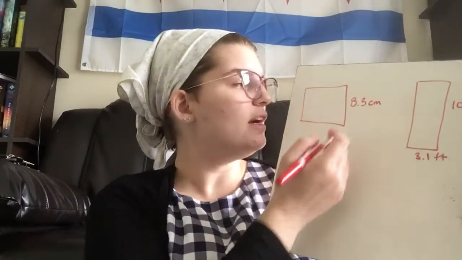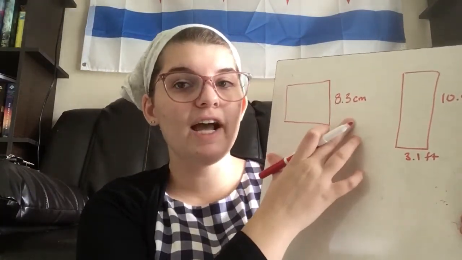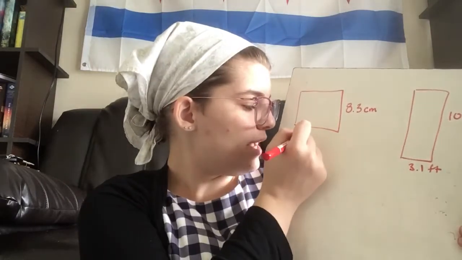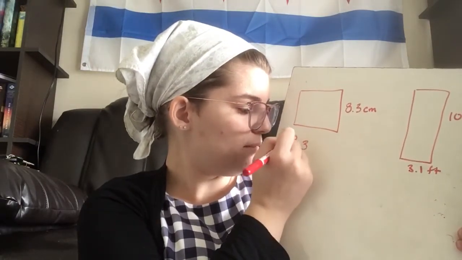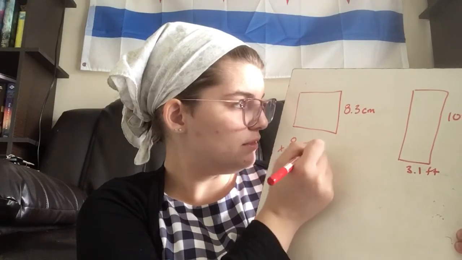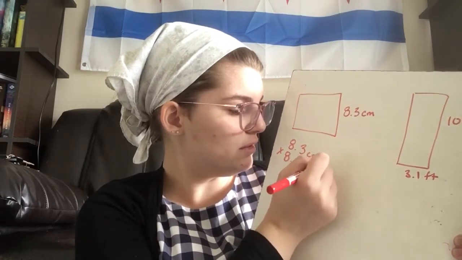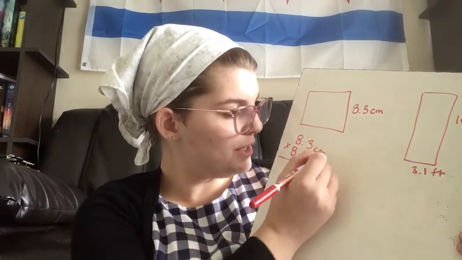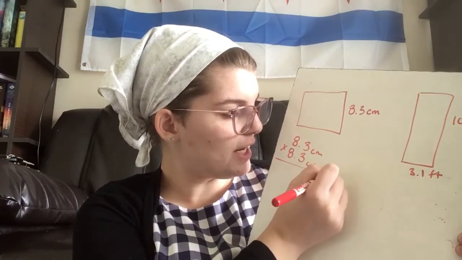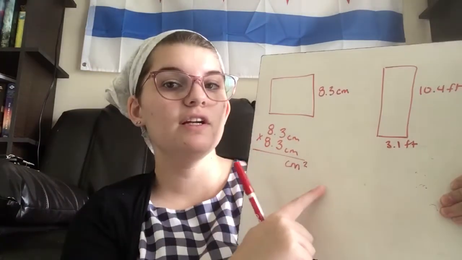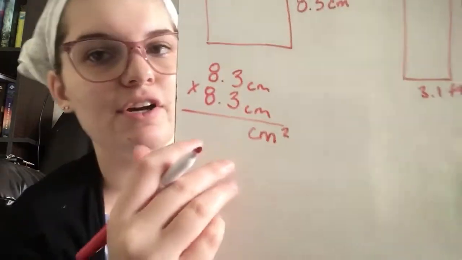So remember, when you're doing the area of a square, it is the side times the side. So 8.3 times 8.3, and you have your centimeters. So we know that this is going to be centimeters squared. Centimeter times centimeter is centimeters squared. I'll bring it closer, sorry.